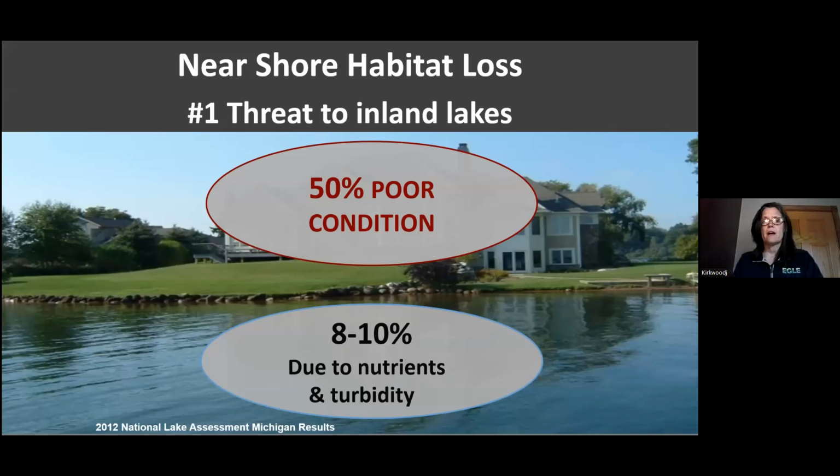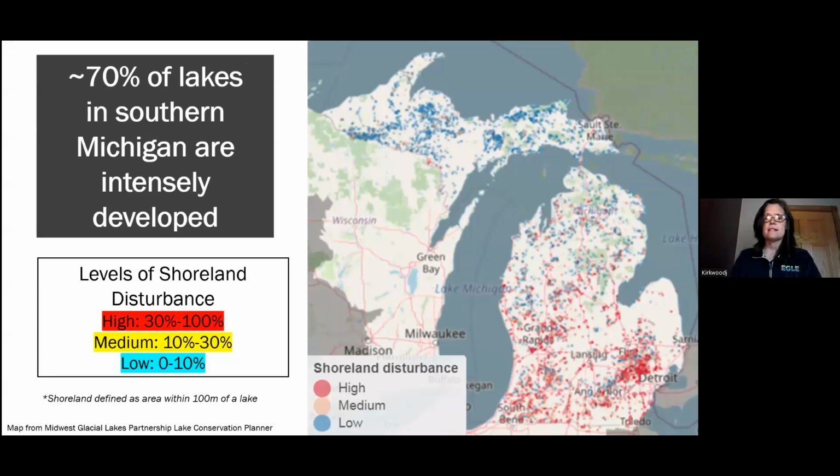70% of our lakes in southern Michigan are intensely developed. This map comes from the Midwest Glacial Lakes Partnership's Lake Conservation Planner tool. Levels of shoreline disturbance start at 30% as the high category. All those red dots are the ones that are 30% or above in that disturbance zone.